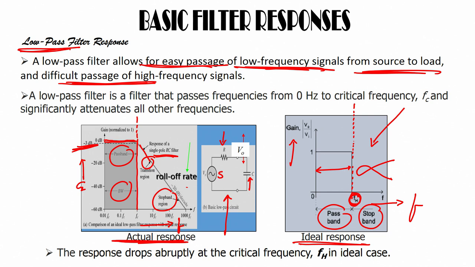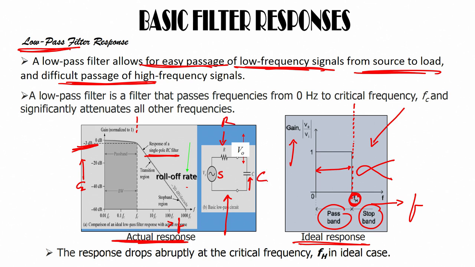So, now you have seen two or three new terms. First is the transition region. Transition region is from pass band to stop band. Second is the response of a single pole RC filter. What is a single pole RC filter? There is only one R, there is only one C.